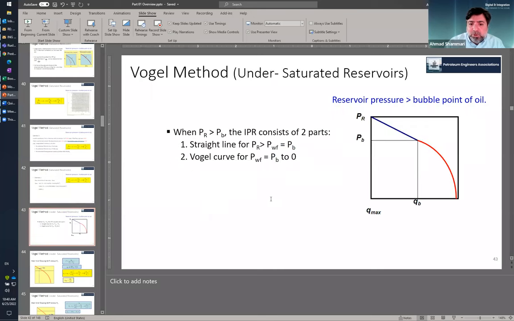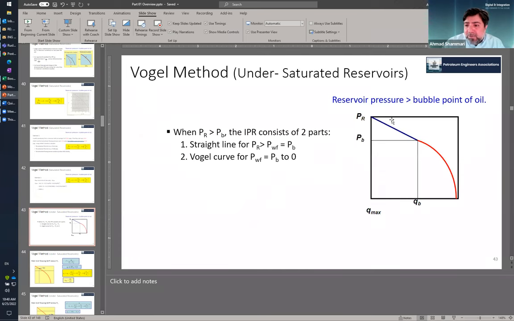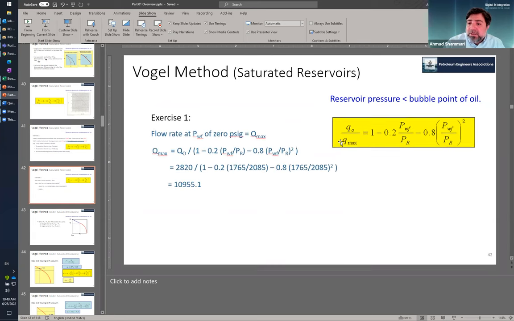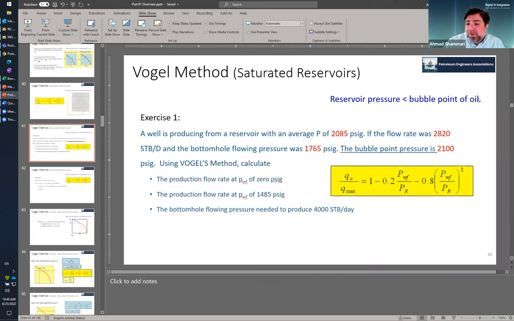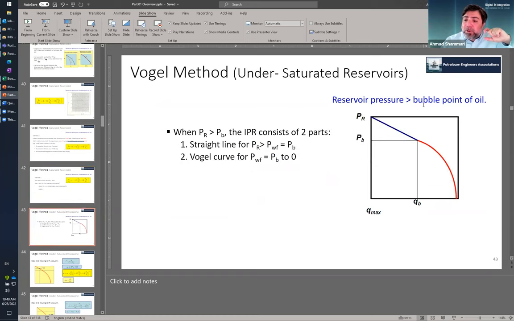Okay, I want you to also remember this. I want you also to remember that we have undersaturated reservoir, by the way, I added this text here. Undersaturated reservoir is when the reservoir pressure is higher than the bubble point pressure. Saturated reservoir is when the reservoir pressure is below the bubble point pressure, which means that all the curve is using this equation. When the reservoir pressure is higher than the bubble point pressure, we are going to have two parts. One part is linear, another part is Vogel.